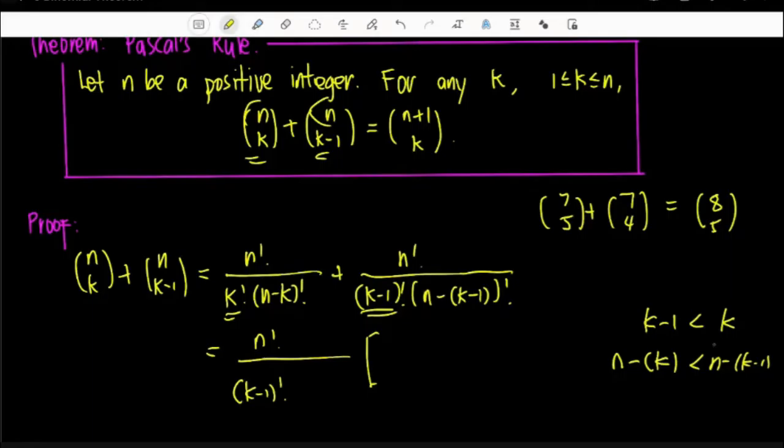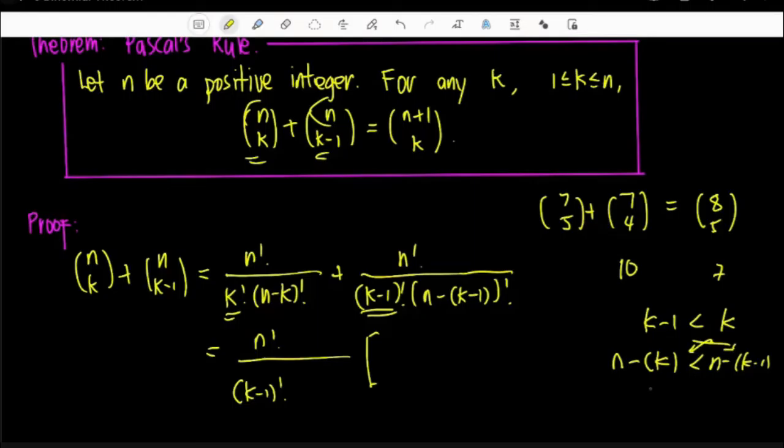The bigger k is, the smaller n minus k becomes. When you subtract a bigger number from n, it gets smaller. Right? So n minus k is smaller than n minus k minus 1. This is actually one value bigger. For example, if n equals 10 and k is 7, then 10 minus 7, and 10 minus 6, right? So you have 3 here and 4 goes here. n minus k is smaller.